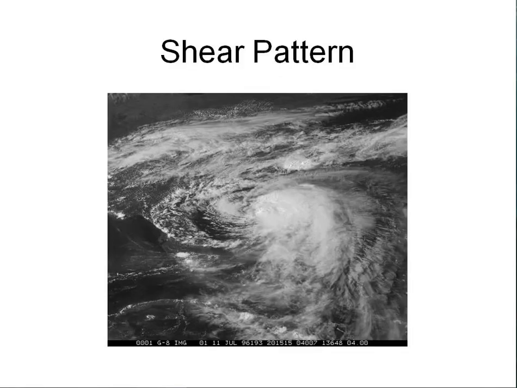Now we'll look at examples of the shear pattern. This is another view of Bertha, which we looked at earlier. The shear pattern exists when there is a large asymmetry of the deep convective clouds with respect to the low-level center. With the shear pattern, the surface center is located by the low-level clouds outside the deep convection near its edge. Or it also may be within the deep convection, just beneath the edge.